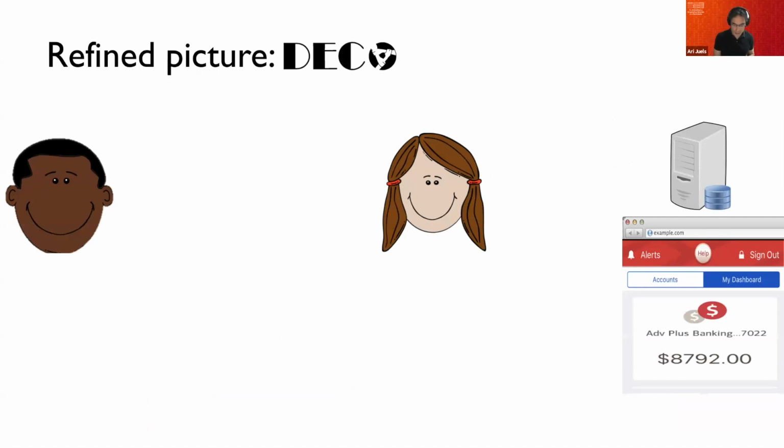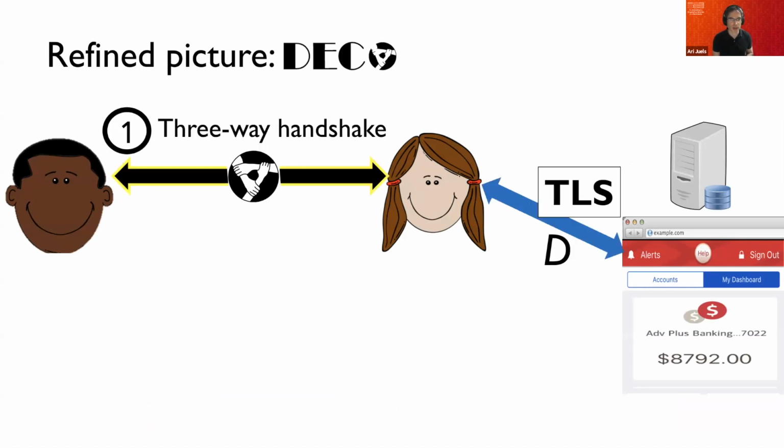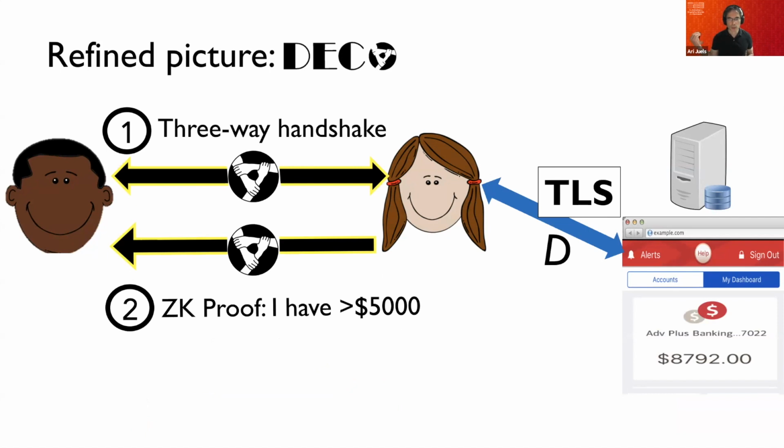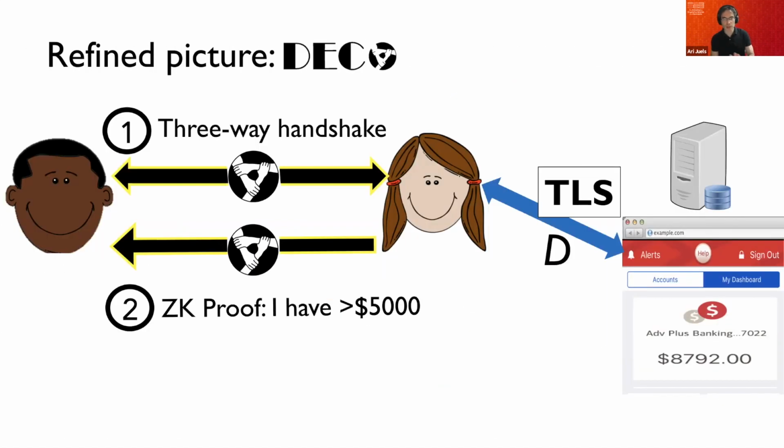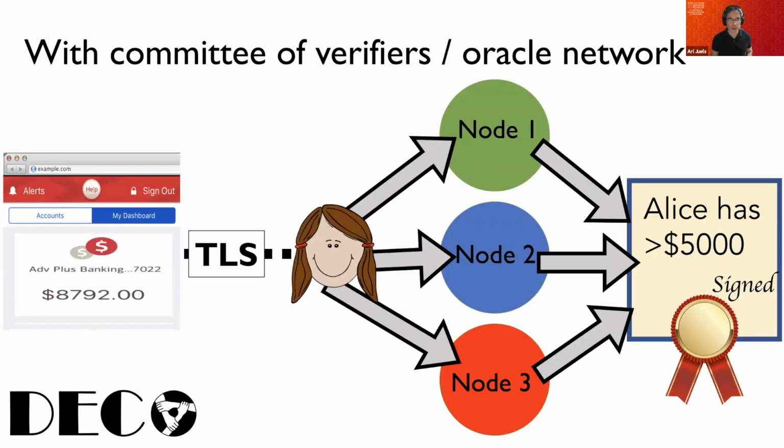This approach enables a refined picture of how DECO works. Alice and Bob now engage in a three-party handshake when Alice sets up a session with the bank. And when she receives data from the bank now, she can send a zero-knowledge proof to Bob about facts regarding the data she's received. That's in the case where Alice is just trying to prove something to a single verifier, Bob.